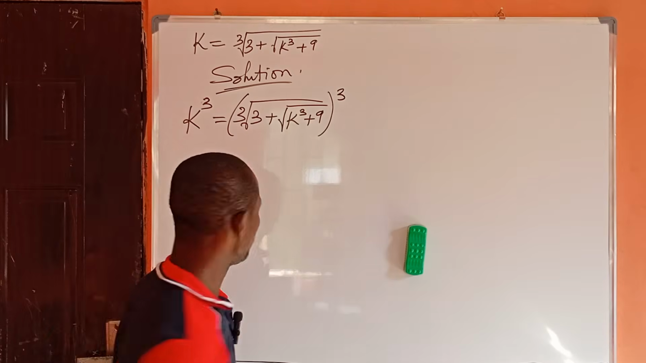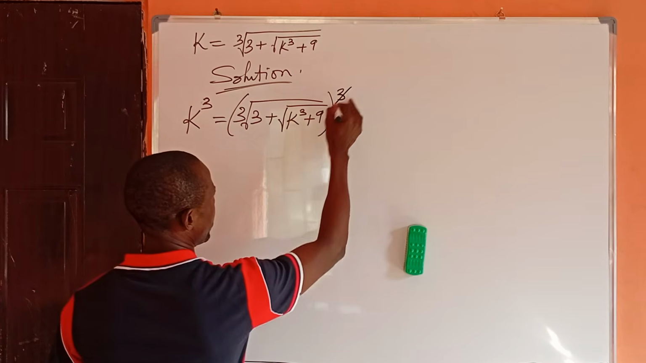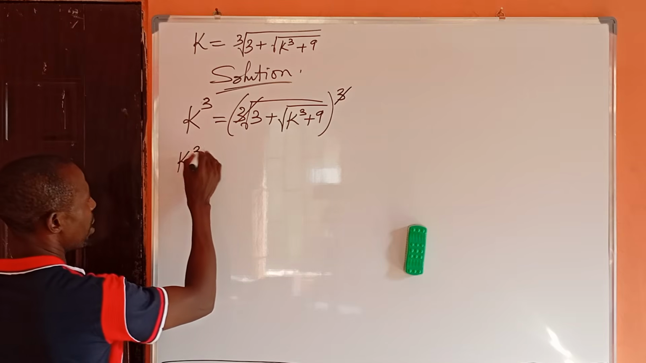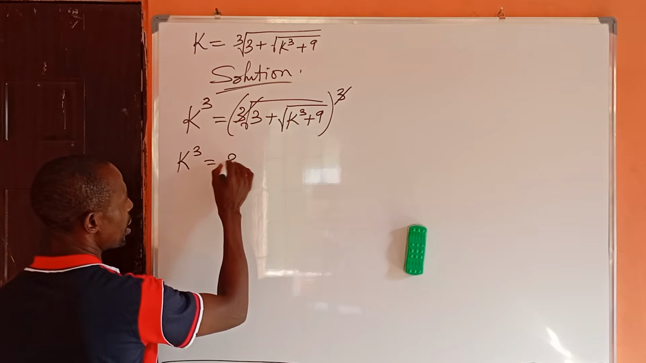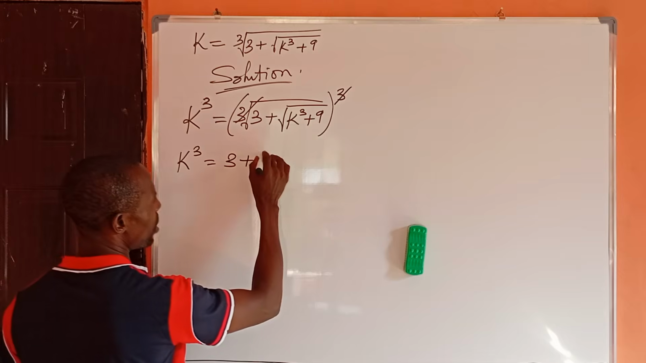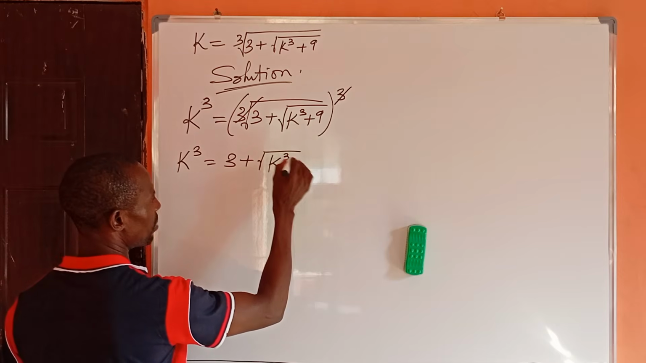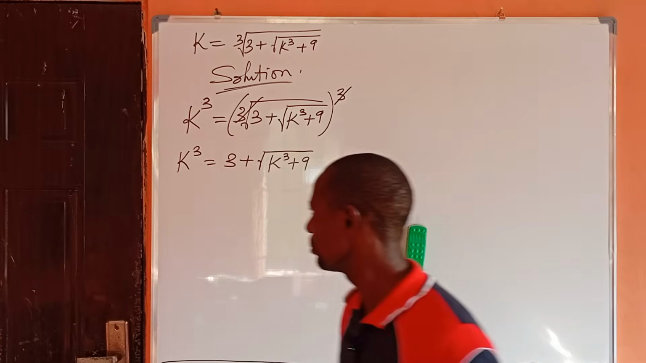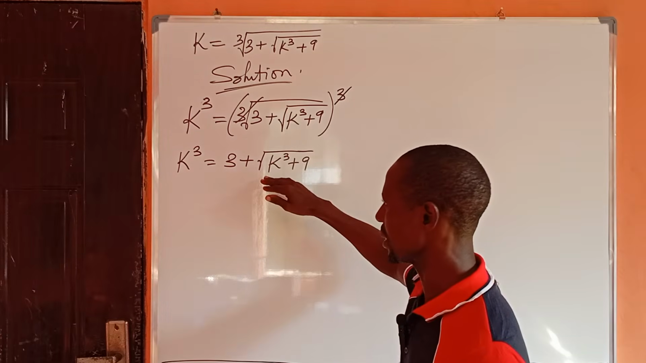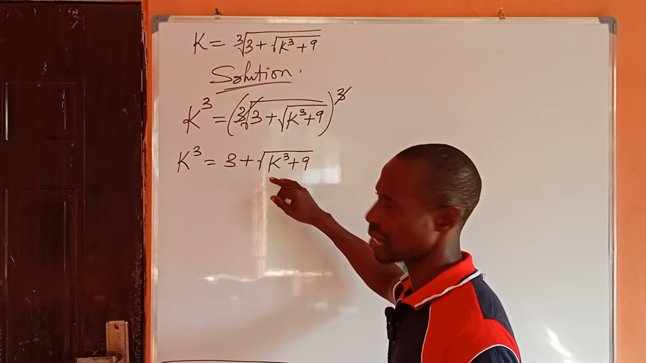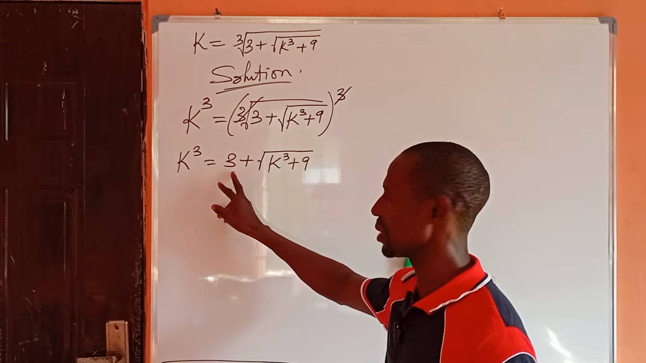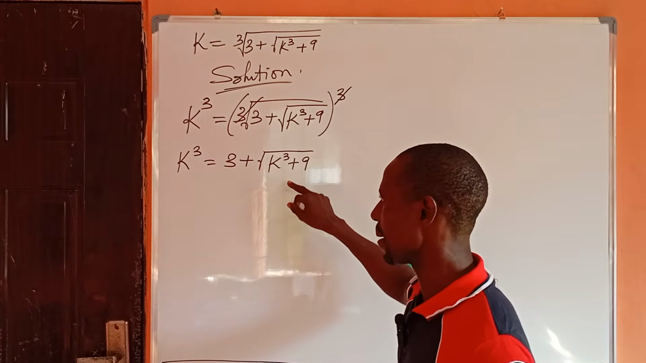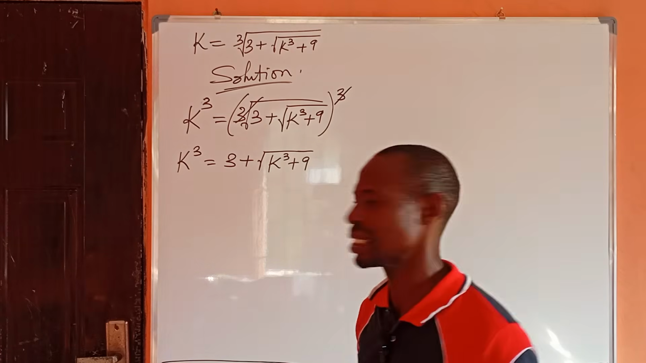Good. Now from here, you discover that the cube and the cube root will leave the system. So we now have k to the power of 3 equal to 3 plus the square root of k to the power of 3 plus 9. We are still having a radical here, which is the square root radical, so we have to separate this quantity from the square root radical. Let's move this 3 to the other side of the equation.